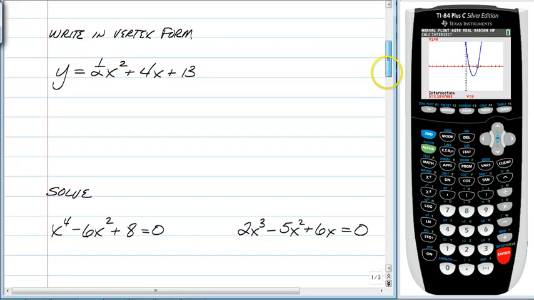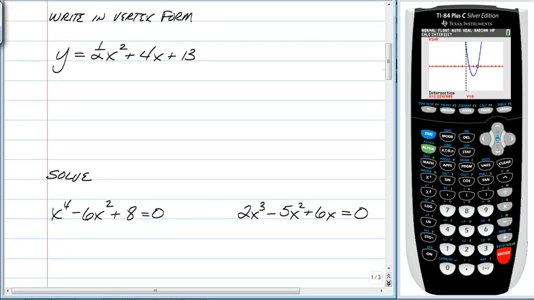Next, write an equation in vertex form, and then we're going to do some solving. So to write an equation in vertex form, all you have to do is first move your 13 to the other side. So 1/2 x squared plus 4x is equal to negative 13. You must factor out the leading coefficient of 1/2. Remember, you are dividing out a 1/2, so this is going to turn into an 8x. That's equal to negative 13.